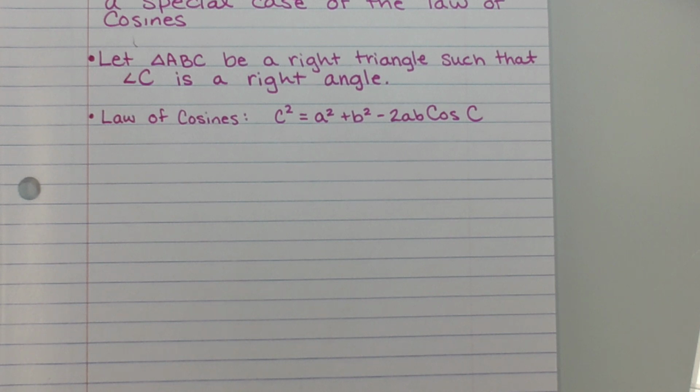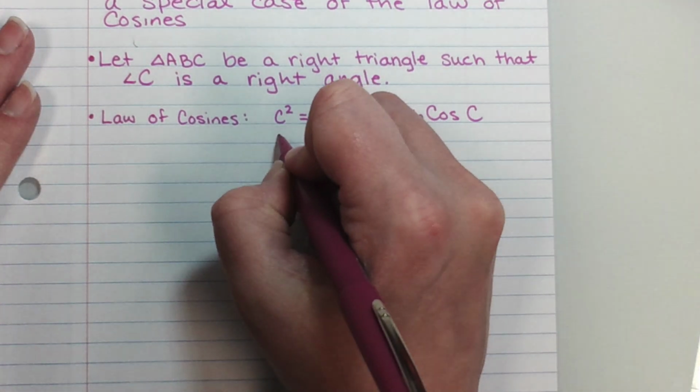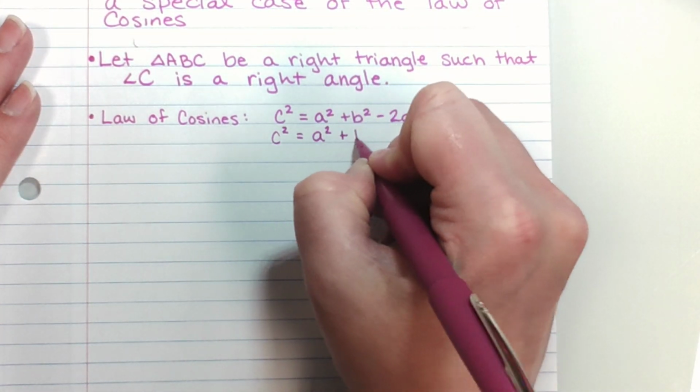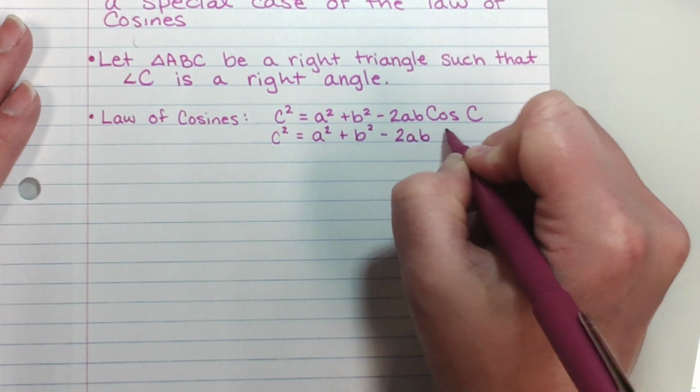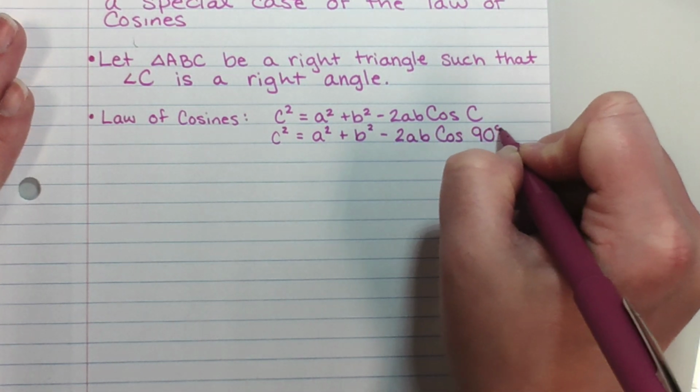If angle C is a right angle, what do you know about it? Say it a little louder. I don't know who said it, but I heard it. It's 90 degrees. What can you simplify in the law of cosines if you know angle C is 90 degrees? What can you plug in? Cosine of C is no longer cosine of C, it's cosine of 90. C squared equals a squared plus b squared minus 2ab cosine of 90 degrees.